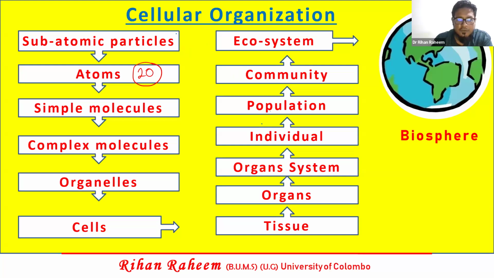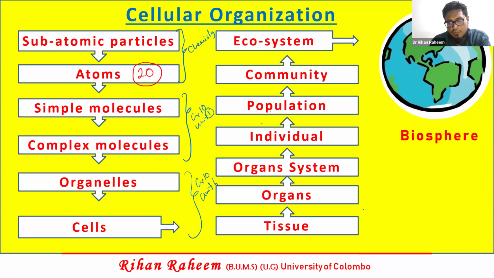Now, in this cellular organization, if you take the first two parts, it is related to our basic chemistry. Simple molecules and complex molecules we will be studying in today's lesson, grade 10, unit 1. Then organelles and cells, that will be our next bio lesson, grade 10, unit 6. Then tissues, you will be studying in grade 11, unit 1. Today we started our grade 11 lesson, the tissues, plant tissues.